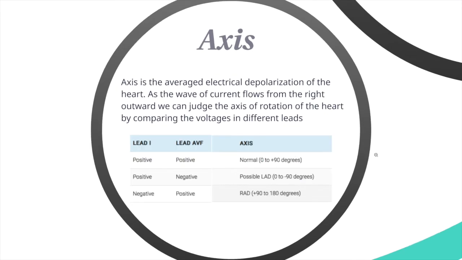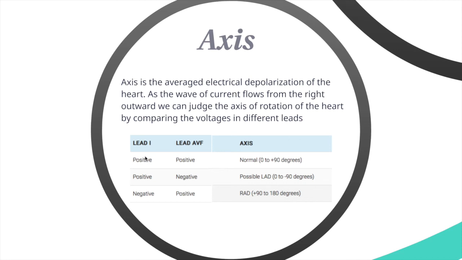Axis. A lot of people skip this out. I have a very simple, quick way of figuring it out. Other people use Einthoven's triangle, try to figure out the isoelectric lead and work it out from there. What I do is look at lead 1 and lead AVF. I see which ones are positive and which are negative, and from there I can work out if there's left axis deviation or right axis deviation.